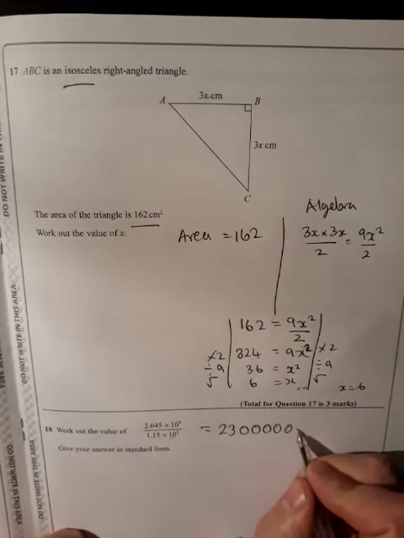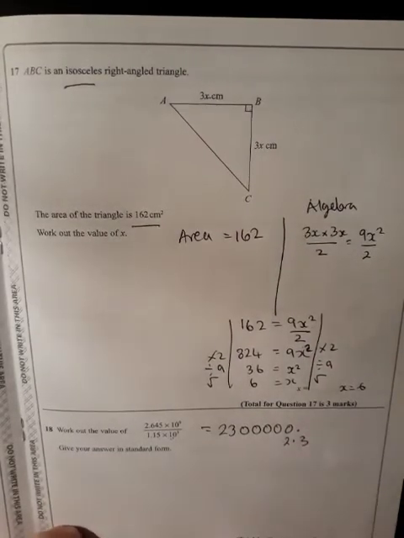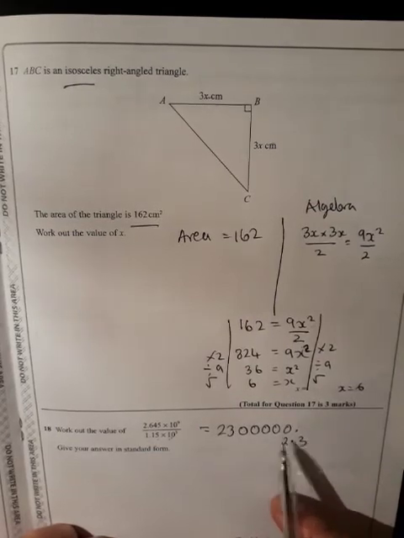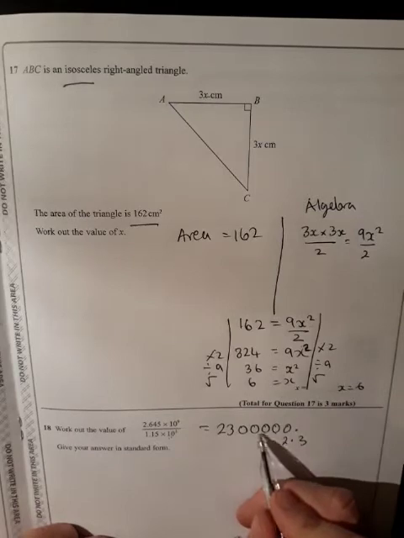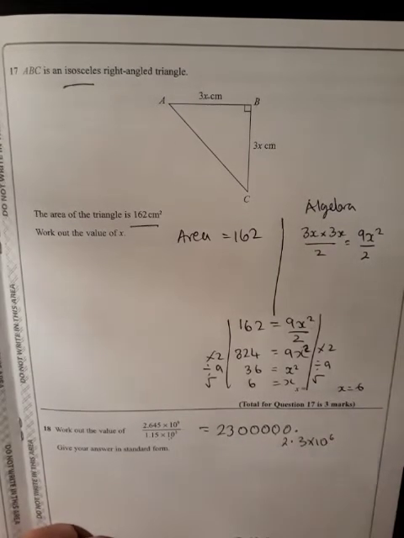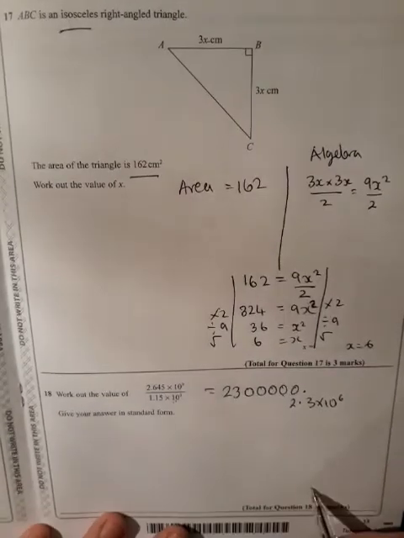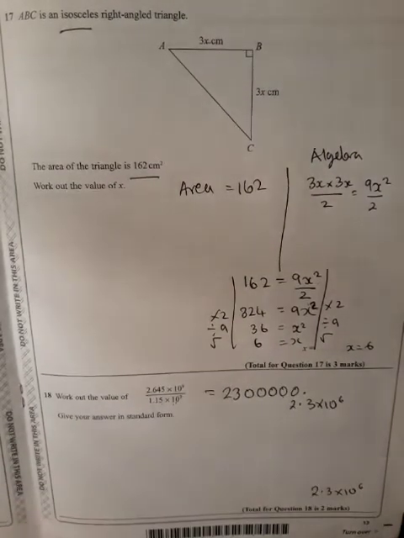So to do that, the number between 1 and 10 we're going to get is 2.3. How many places do I need to move the 2 to get it in the right position? Well, I need to move it over 1, 2, 3, 4, 5, 6. So it's times 10 to the power of 6. And that's our answer: 2.3 times 10 to the power of 6.